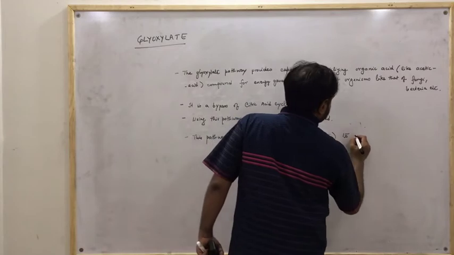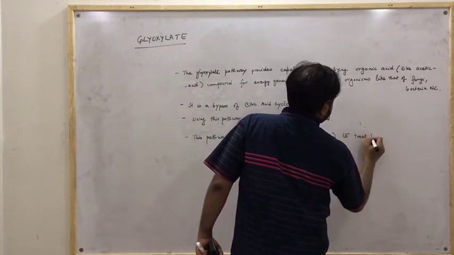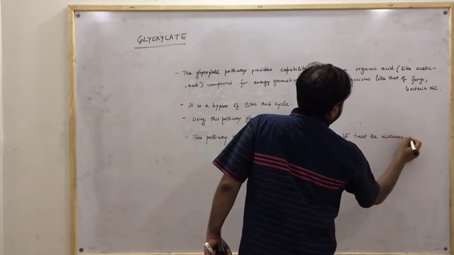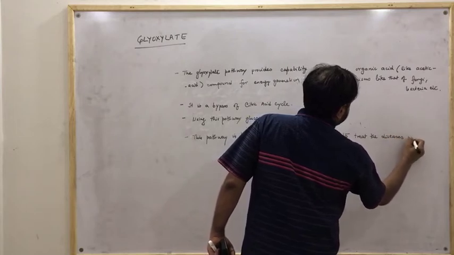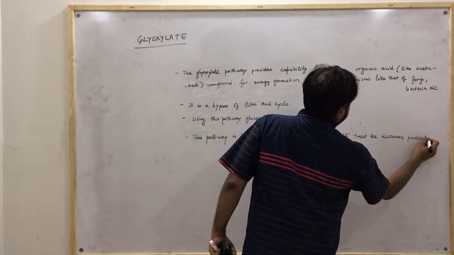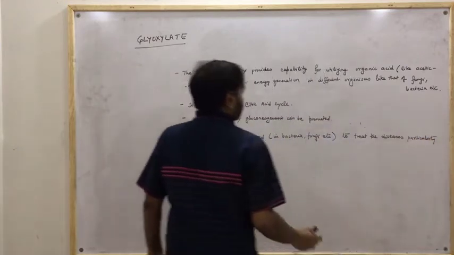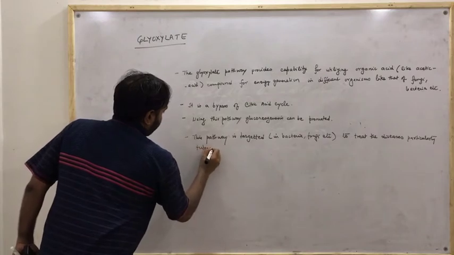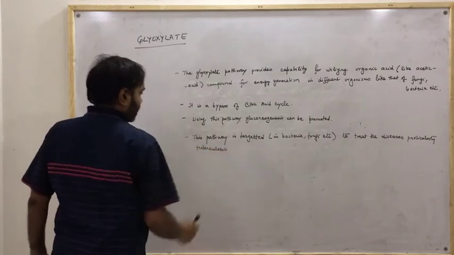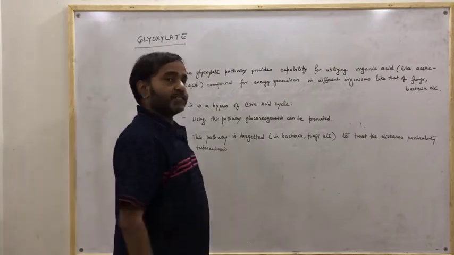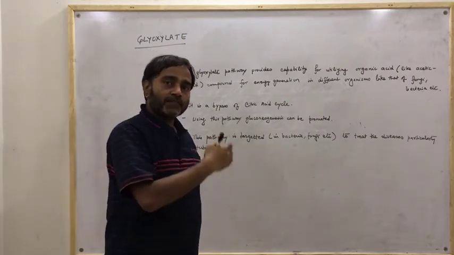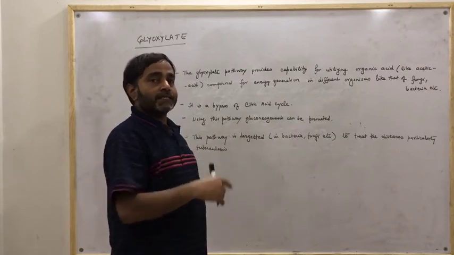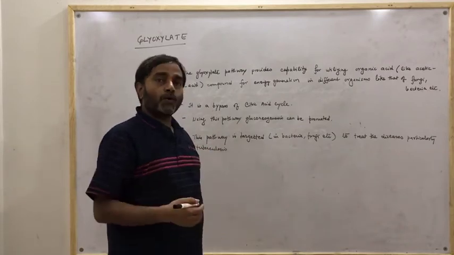to treat the diseases, particularly tuberculosis. If this pathway is stopped by blocking some of the steps or by inhibiting some of the enzymes, what will happen? The disease will get cured.